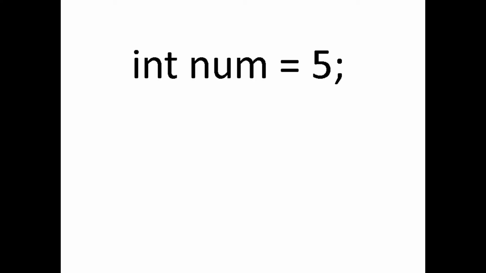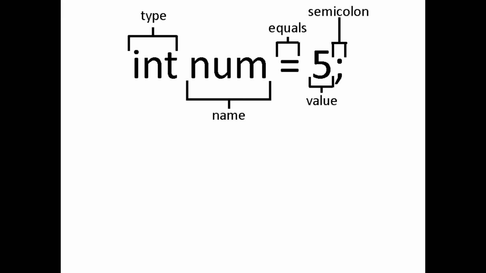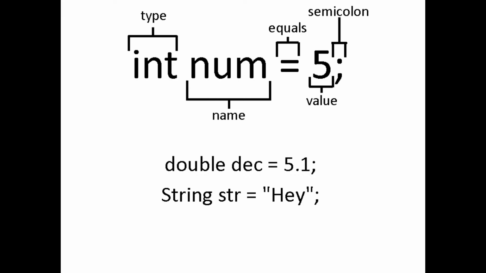Let's now look at how to create these variables in Java code. Every variable creation uses the following format. Let's break down this line of code. The first word represents the type of the variable. Integers are represented using int, doubles using double, and strings using String. It's very important to note that virtually everything in Java is case sensitive, so be sure to pay attention to all capitalization. The next word represents the name of the variable.